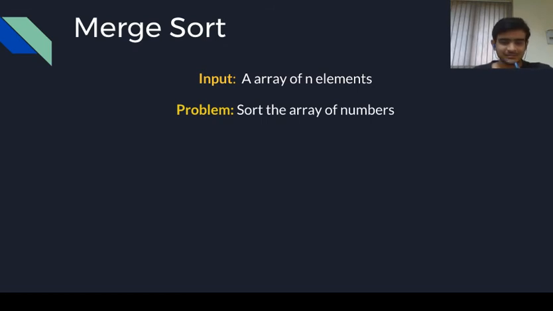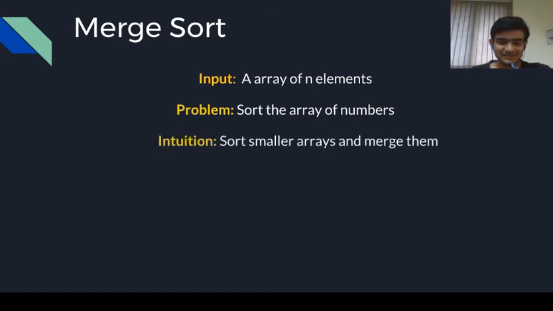So you can also try to think of how to come up with a divide and conquer algorithm for this, which is different from quicksort. So the intuition in this case is to break the array into smaller subarrays without doing any work, and then sort these smaller arrays and then merge them. So let us again see how this works with a little animation.